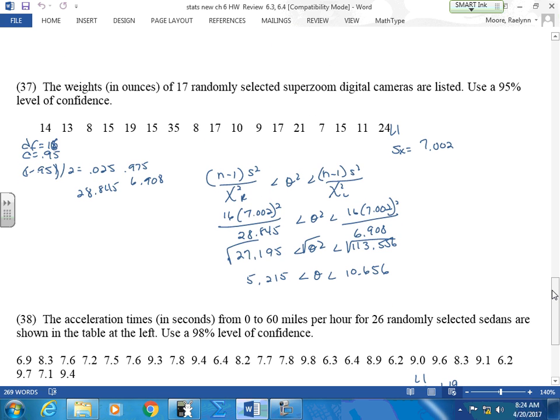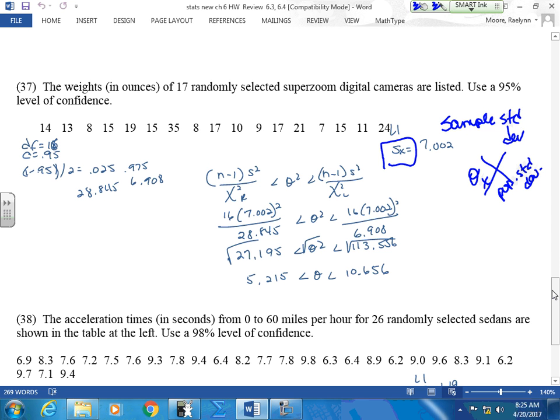The weights of 17 randomly selected super zoom digital cameras are listed, 95% confidence. You want to find this, put this in your L1. You want this guy, the sample standard deviation. You do not want this guy. This is the population standard deviation. This is what you're making an inference about because you don't know it. Your calculator doesn't know that what you put in is a sample versus a population. So it gives you both.